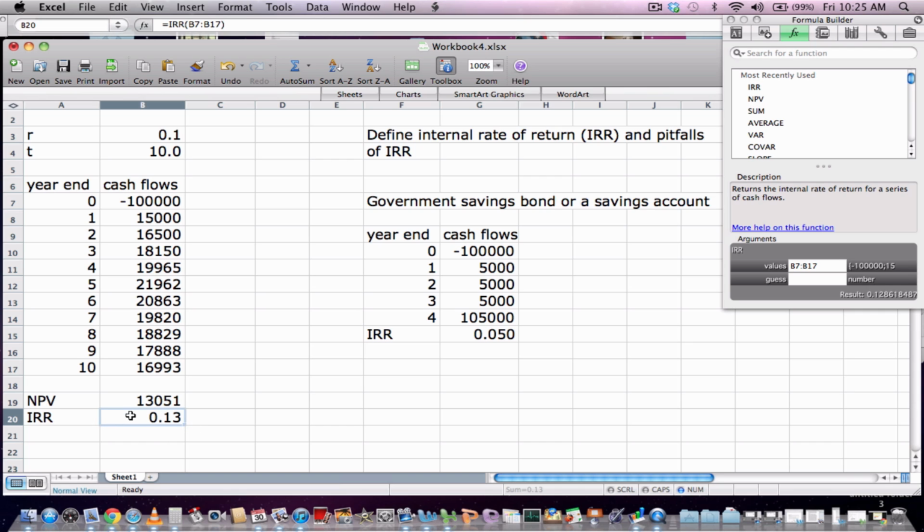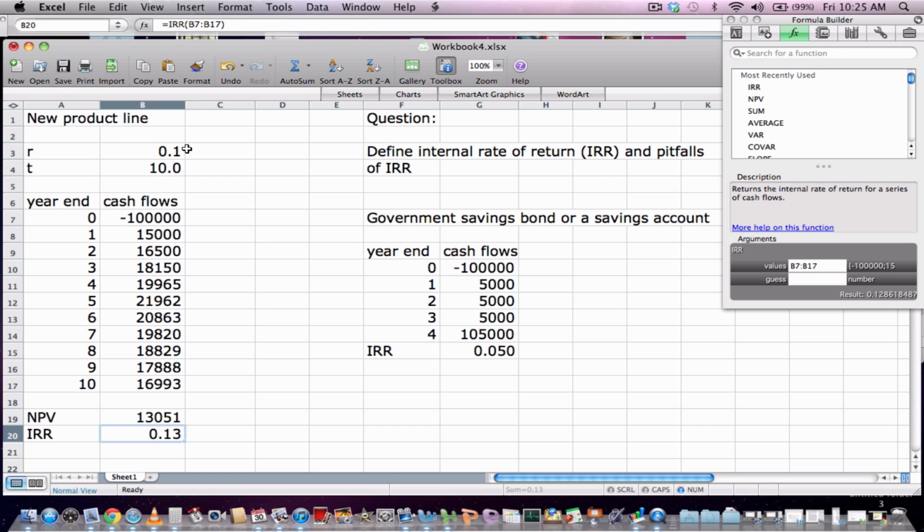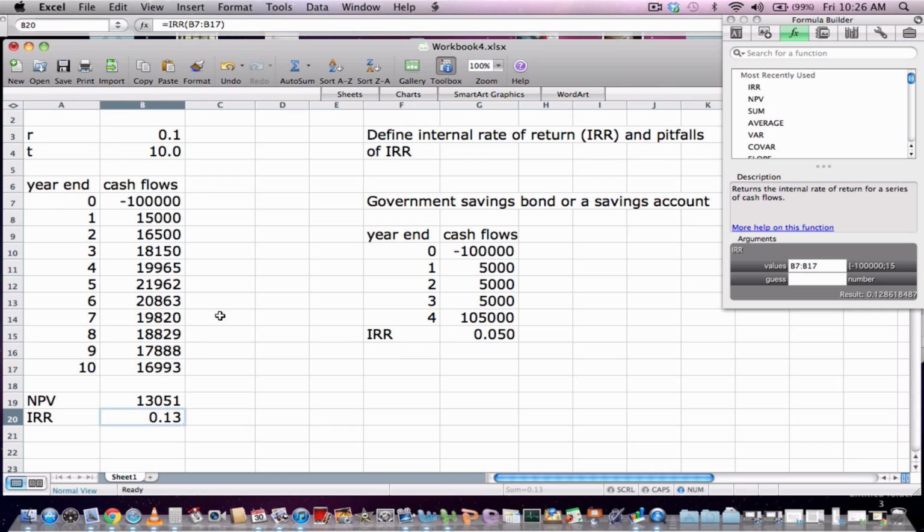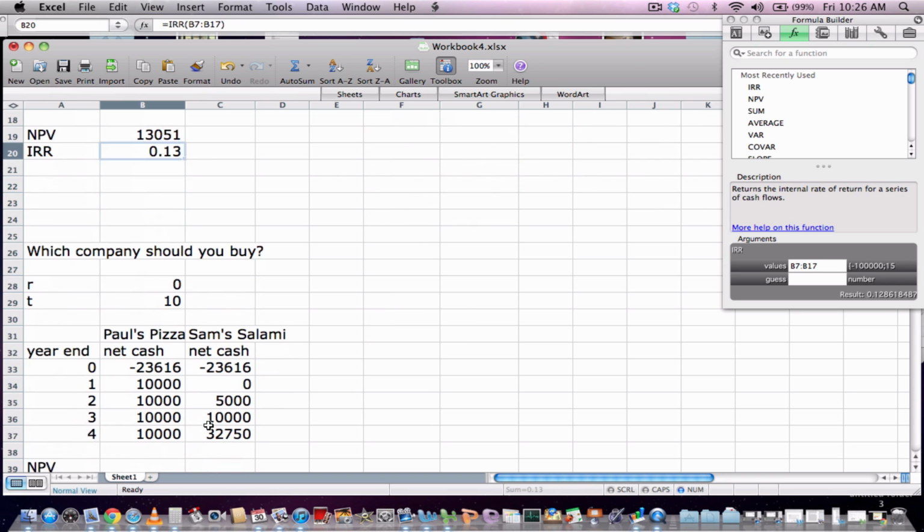One rule for internal rate of return is that you will always accept investments that are higher than your opportunity cost of capital. And in this case, we've got our opportunity cost of capital set at 10%. So this would be a good investment. You can see that by the positive net present value as well.